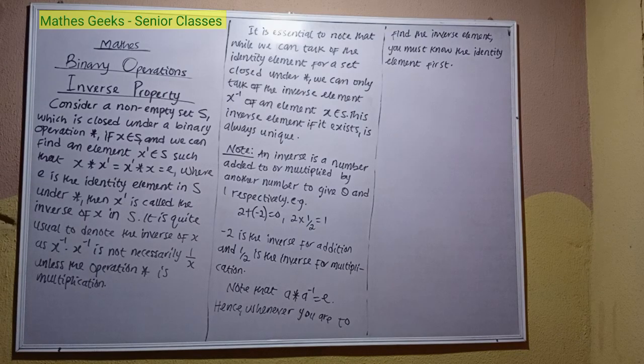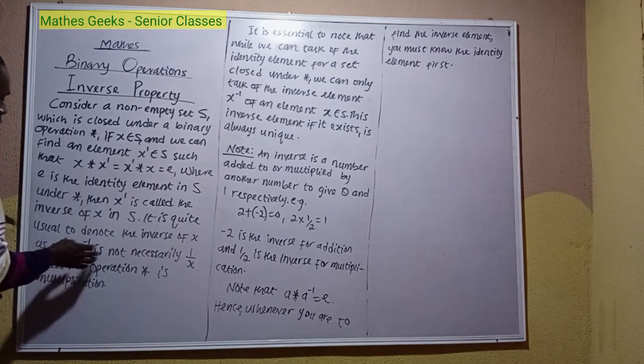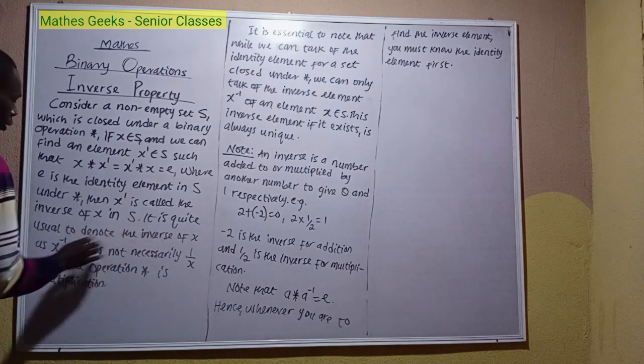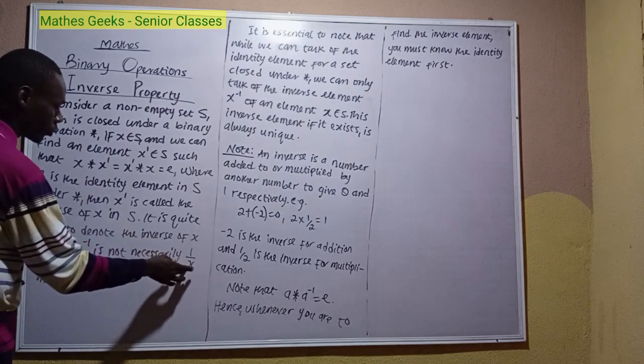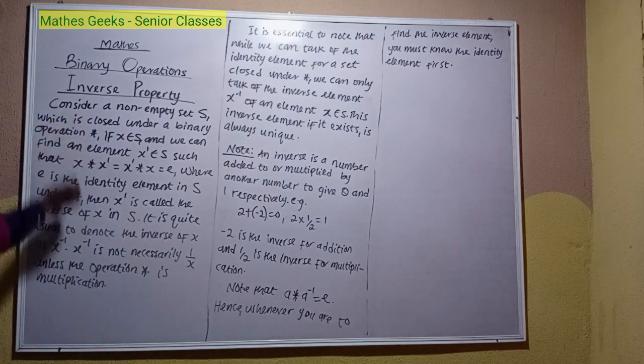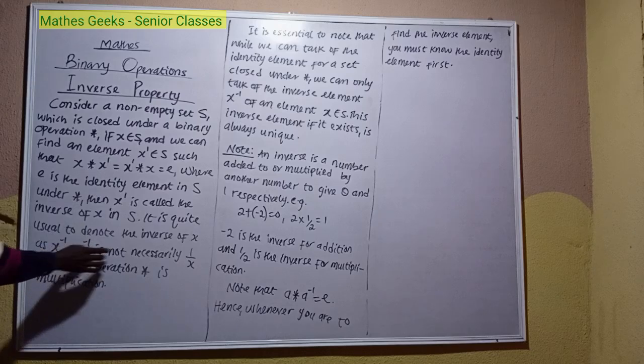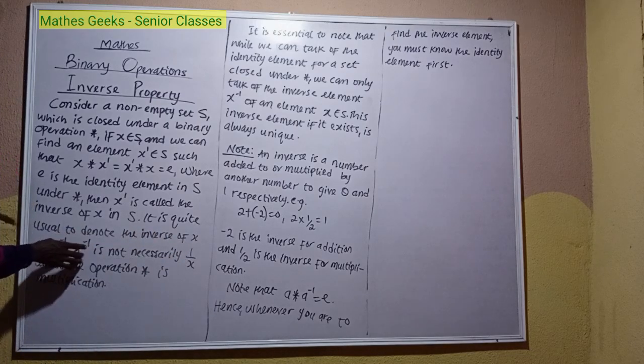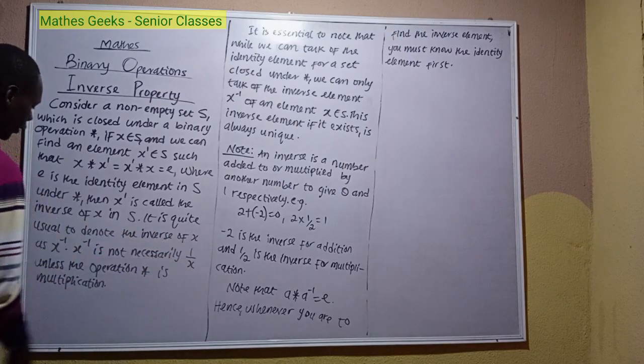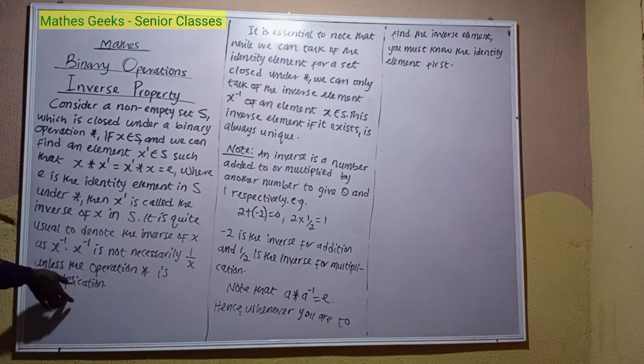in S. It is quite usual to denote the inverse of X as X raised to the power minus 1. X raised to minus 1 is not necessarily 1 over X, like the case would have been if this was an index. If we are expressing this in indices, then X raised to minus 1 would have been 1 over X, but for the inverse property, this is just a symbol, so it's not necessarily 1 over X. You don't have to simplify it to become 1 over X unless the operation star is multiplication.